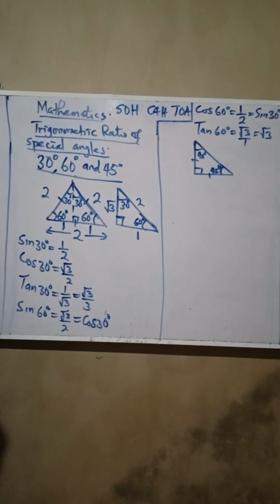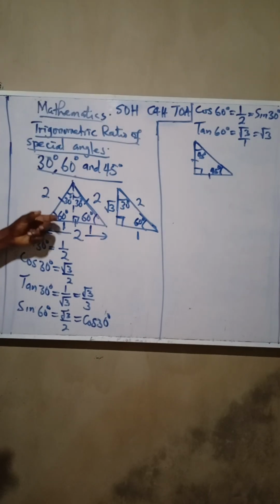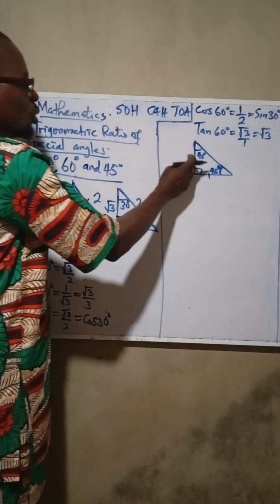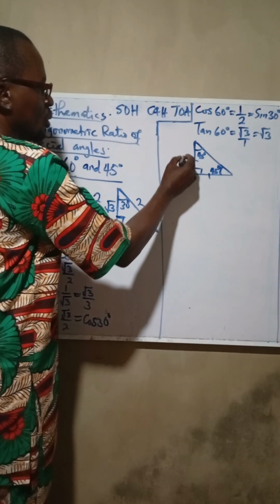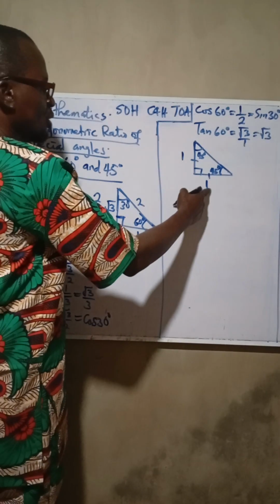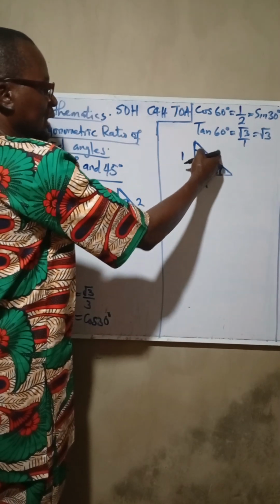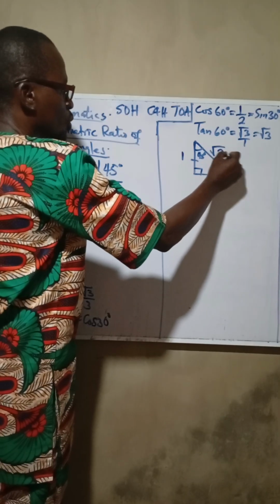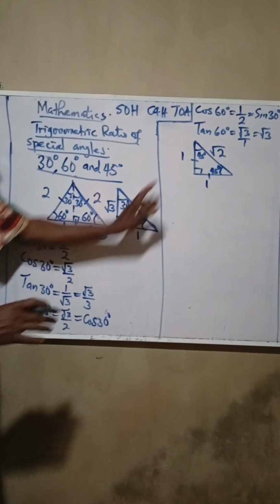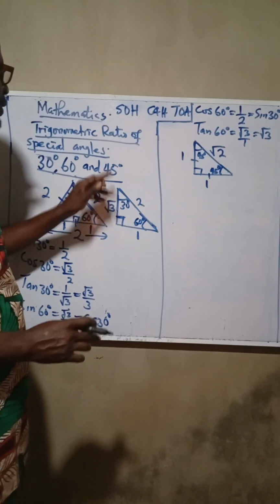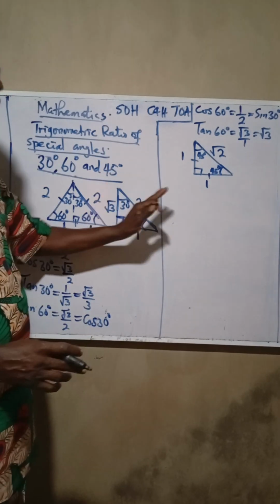Now, unlike in the equilateral triangle, where we used 2 and 2, in this place, for the two equal sides of the isosceles triangle, we are going to use 1. Then by using the Pythagorean theorem, we can find the third side. And if we do that, this side will be square root of 2. So now we have the complete sides of the triangle that we can use to find our sine 45, cos 45, and tan 45.